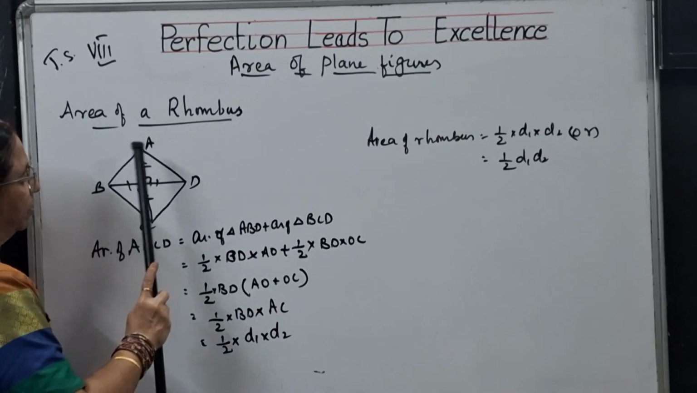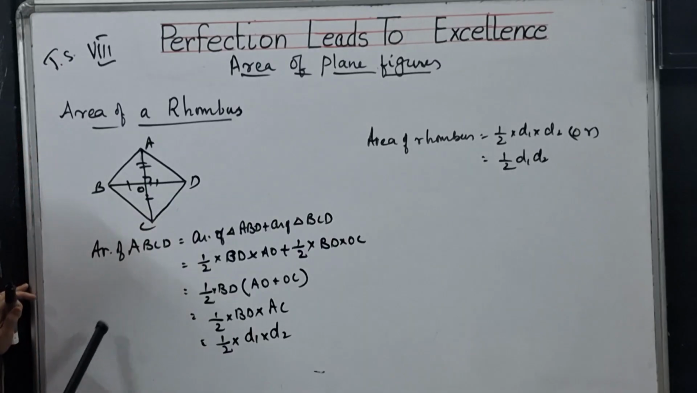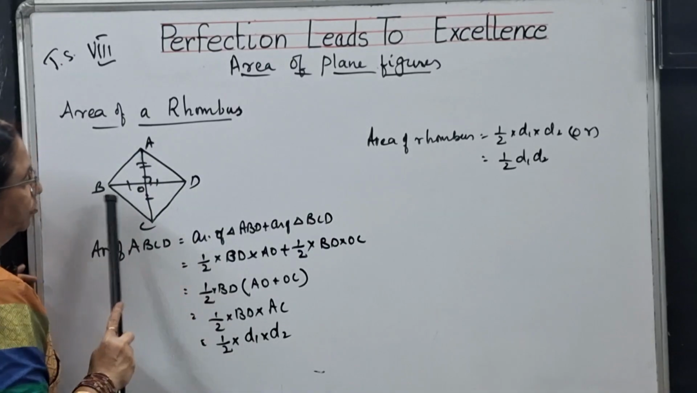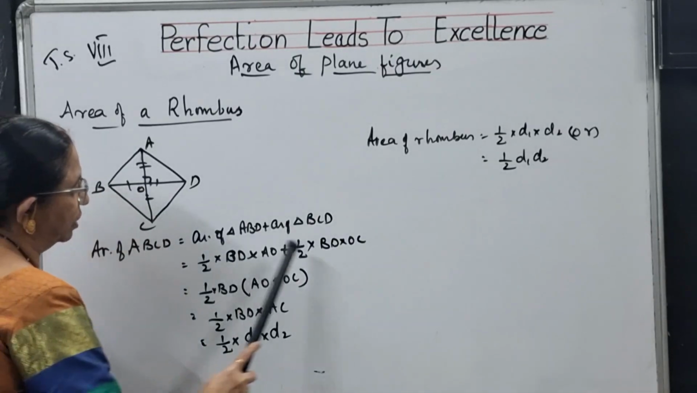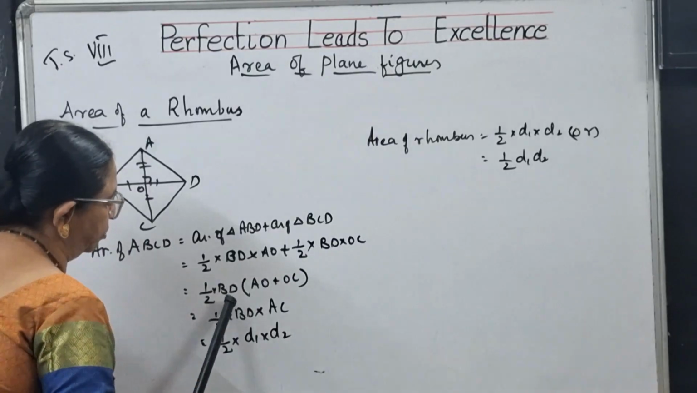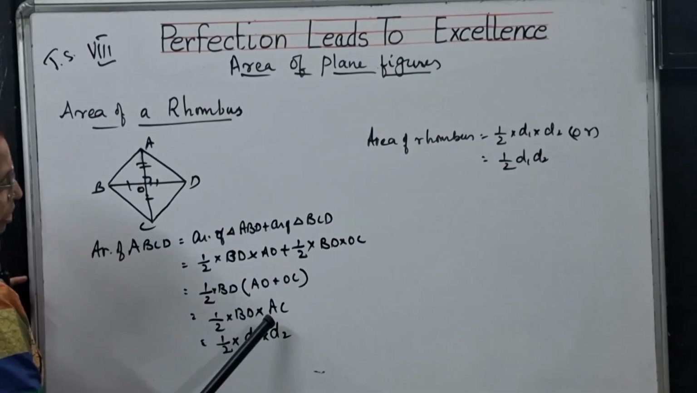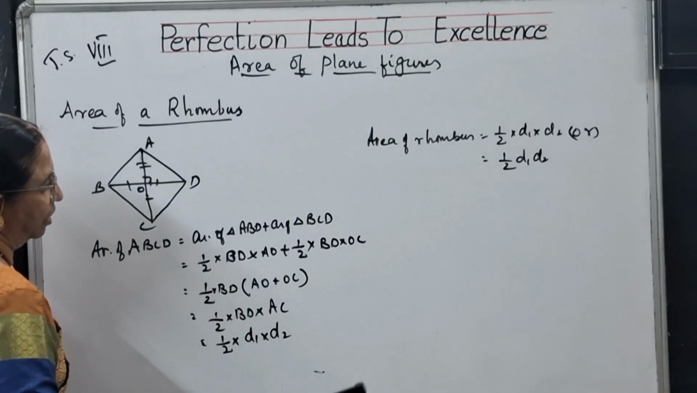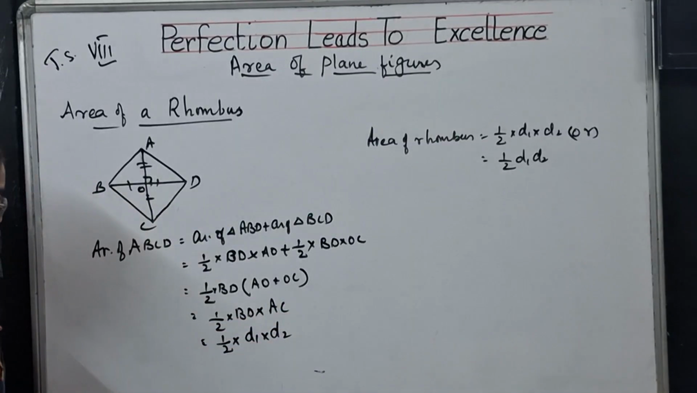So the area of ABCD can be written as the area of triangle ABD plus the area of triangle BCD. The area of triangle ABD is half BD into AO, half base into height. Area of BCD is half BD into OC. So in both cases, half BD is common, I have taken it out, into AO plus OC. AO plus OC is nothing but AC. BD is one diagonal into AC is another diagonal. So D1 D2 by 2. Half D1 D2 is the formula for the area of a rhombus. Please note it down.